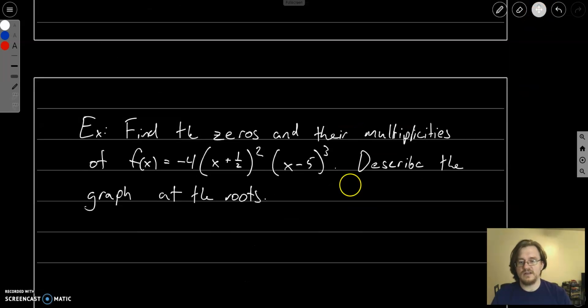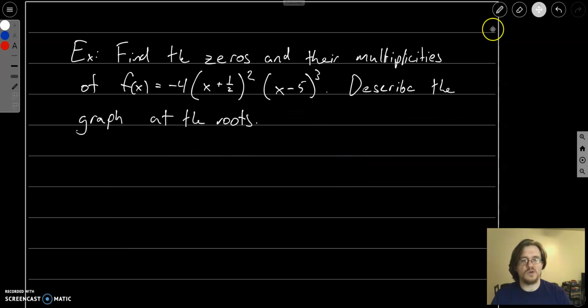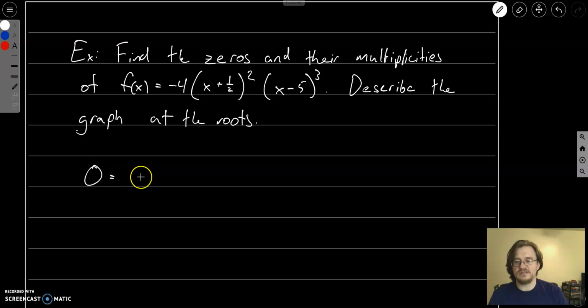So with a more complicated example, let's find the zeros and multiplicities of f of x is equal to -4 times x plus 1/2 squared times x minus 5 cubed, and then we can describe the graph at these roots. So when I'm trying to find the zeros, I'm trying to find when this is going to be equal to 0.